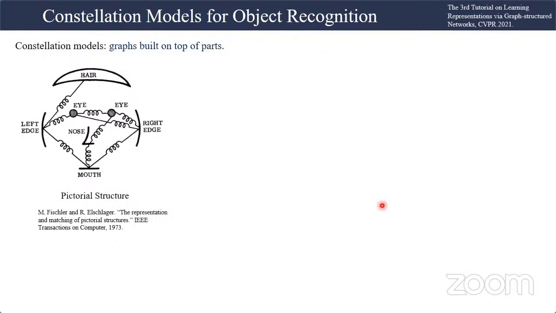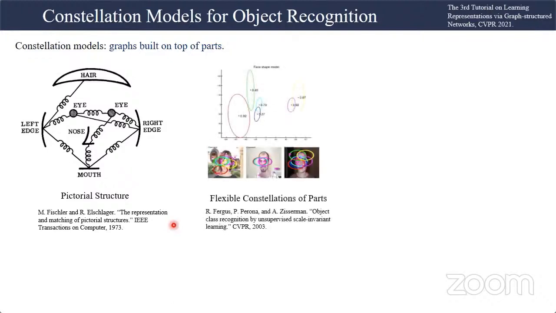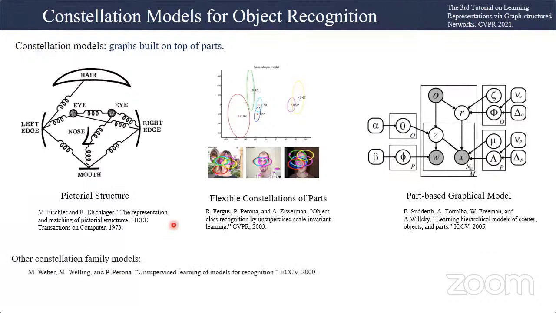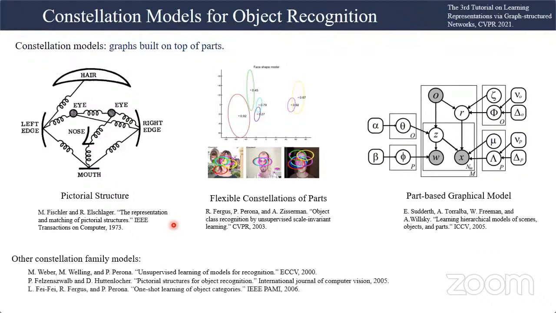Constellation models, basically graphs built on parts, have had a long history in computer vision. Here we show 3 constellation models: the pictorial structure by Fischler and Elschlager, the flexible constellations of parts by Fergus et al., and the part-based graphical models by Sudderth et al. We also list some other constellation family models. There are more that are not included.